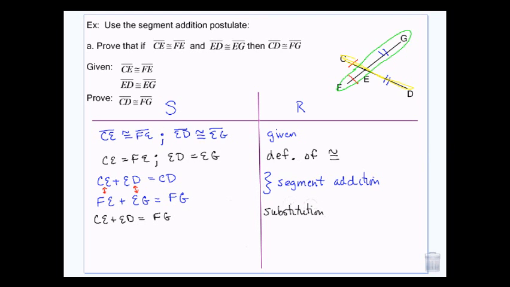And then, since I did that, because these two together equaled CD and now they equal FG, I can take these parts out and put those parts in. That's also substitution.